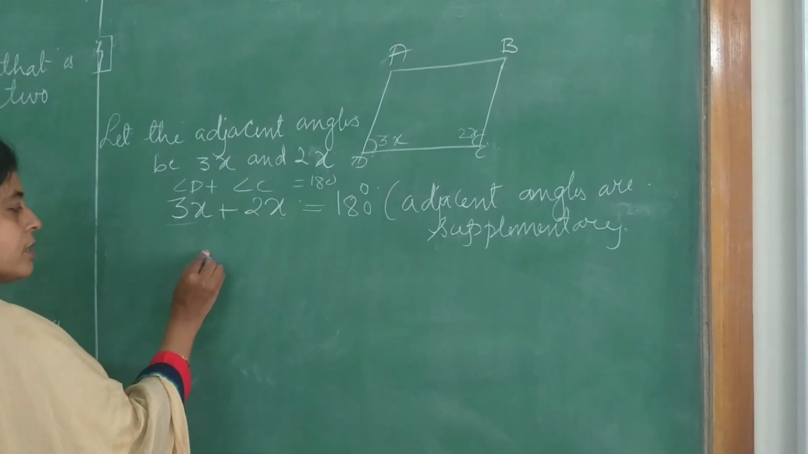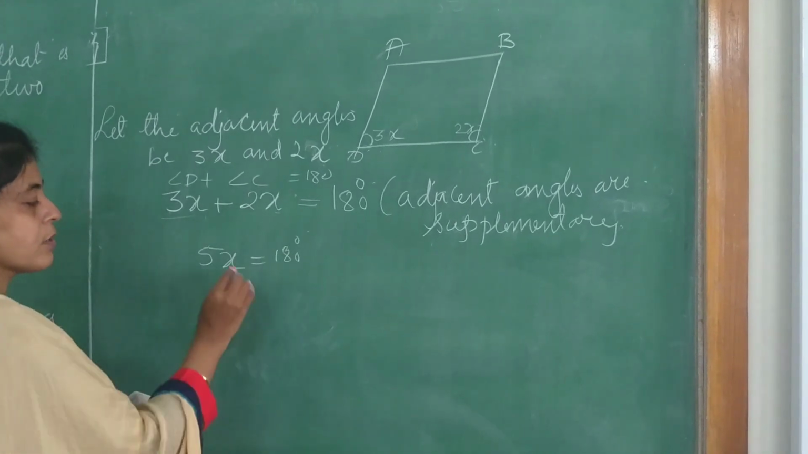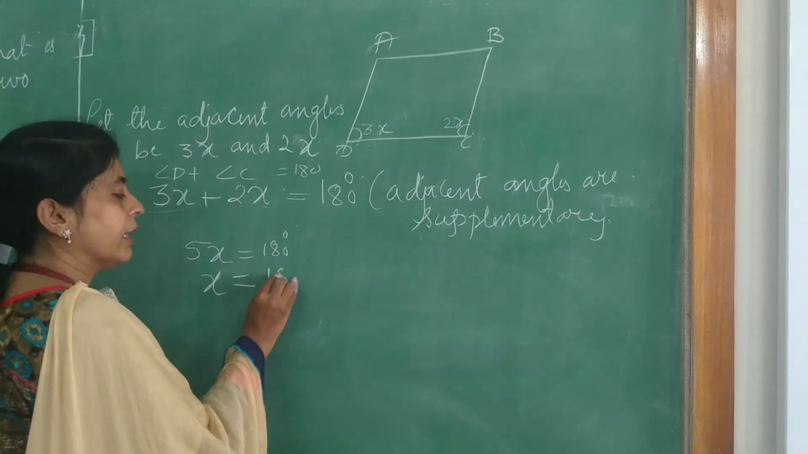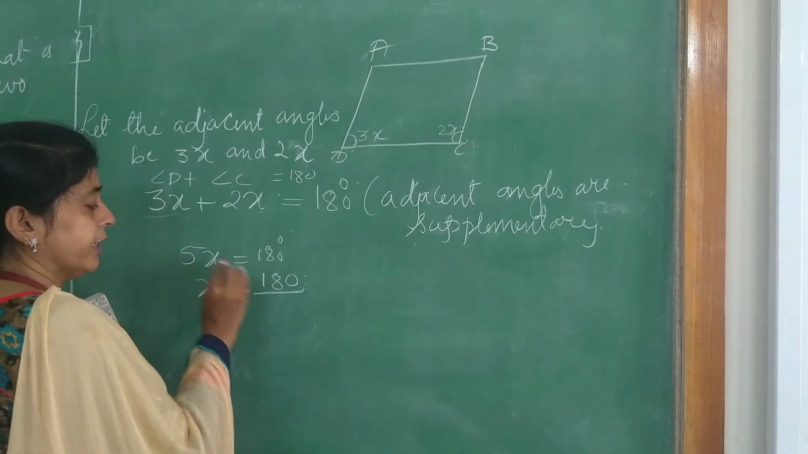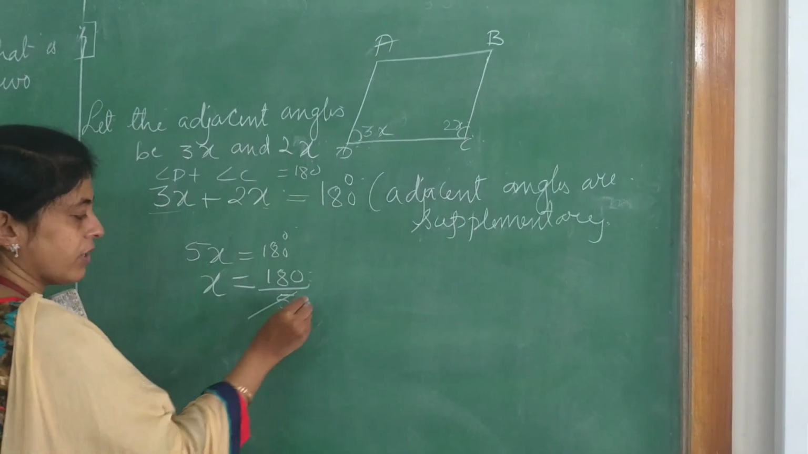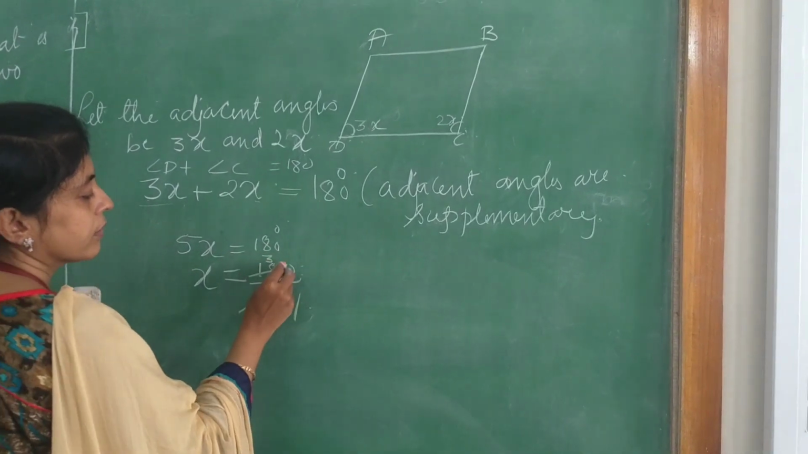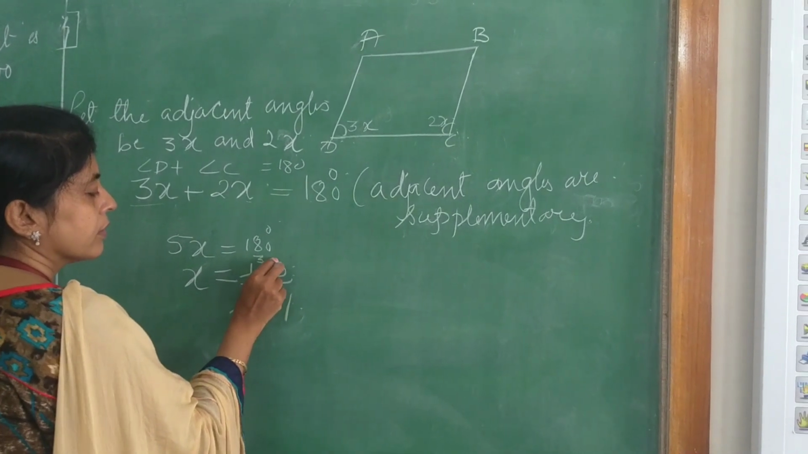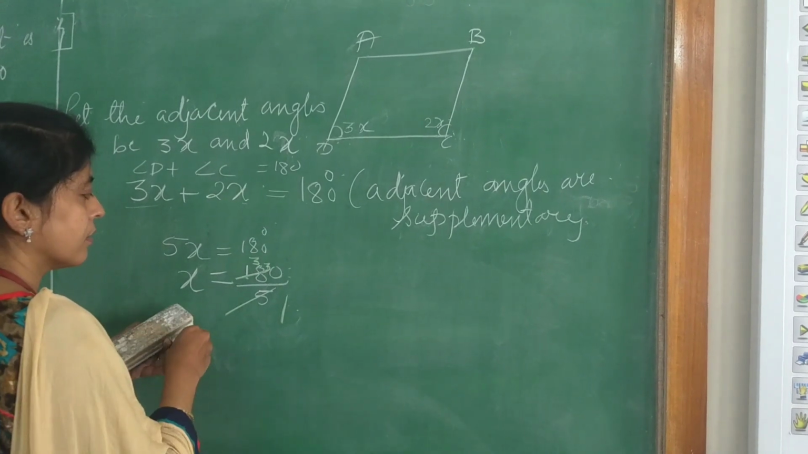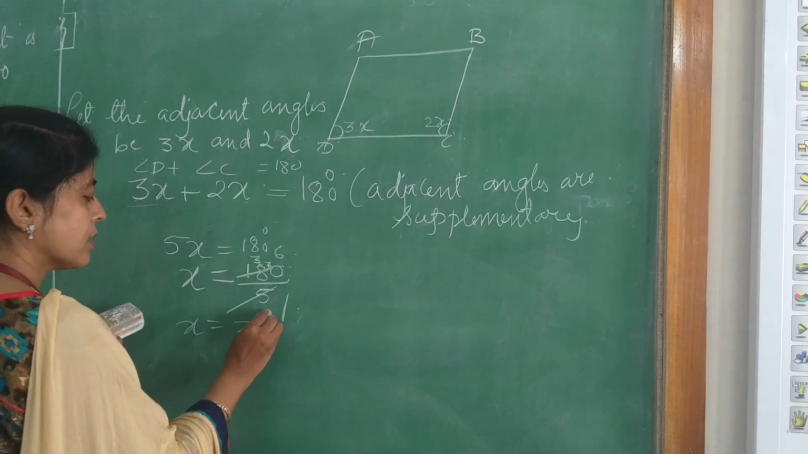So 3 plus 2 is equal to 5. Therefore 5x is equal to 180 degrees. Now we transpose to get the value of x. So 180 divided by 5: 5 ones are 5, 5 threes are 15, 3 remains, 5 sixes are 30. So therefore x is equal to 36 degrees.